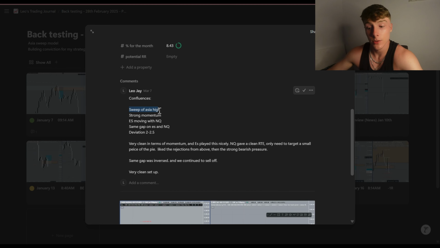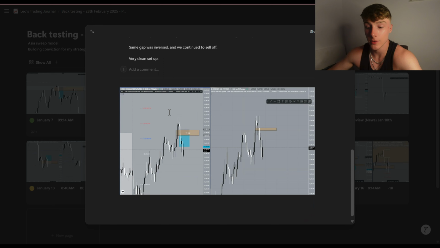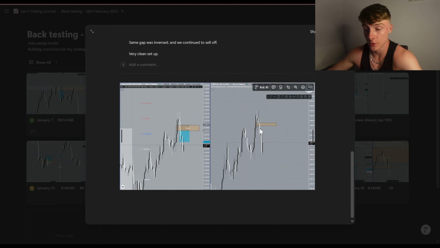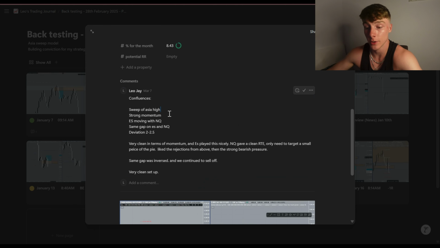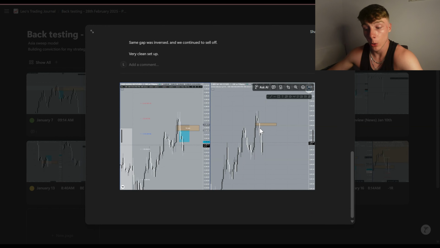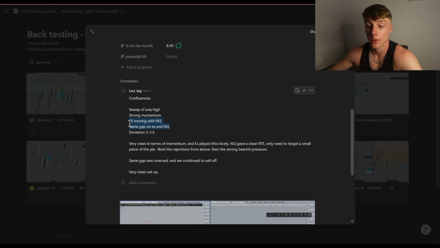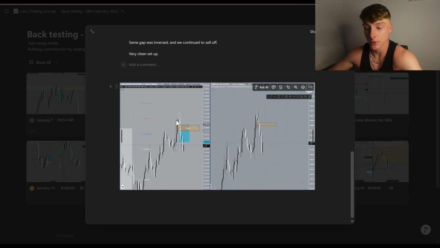Confluences were sweep of Asia high, which we had here. We had the strong momentum, which we had on the rejections on ES, and also the strong flush down the gap. We had them both moving in sync, closed the same gap on ES and NQ, and it tapped into our deviation level 2 to 2.5.